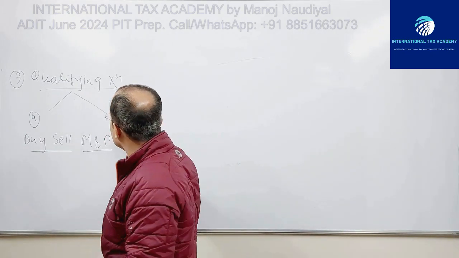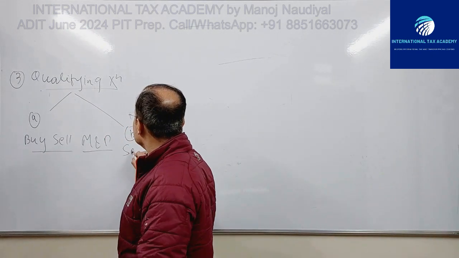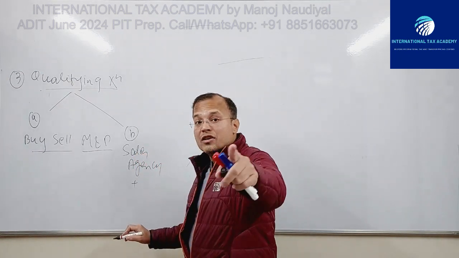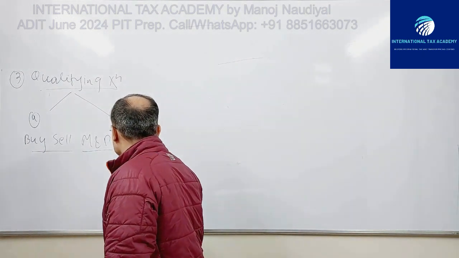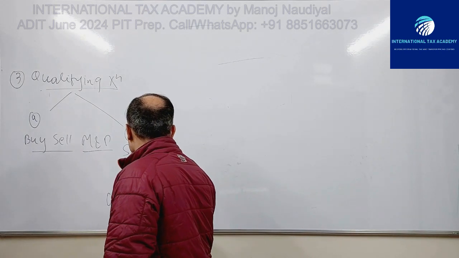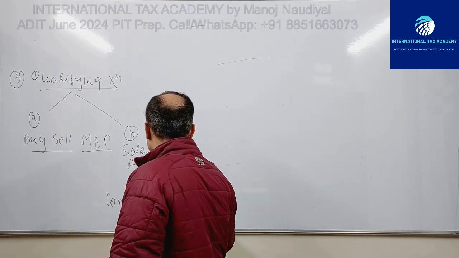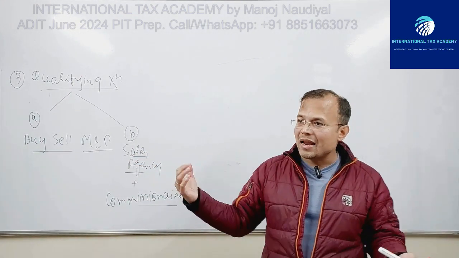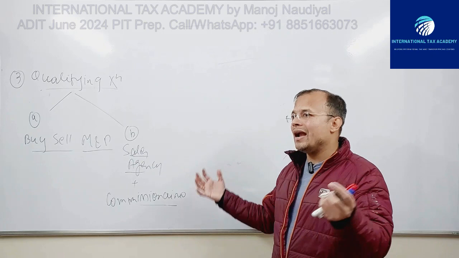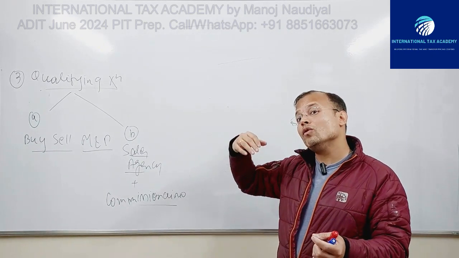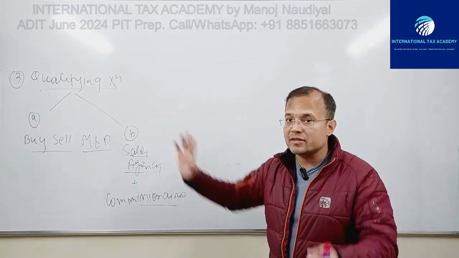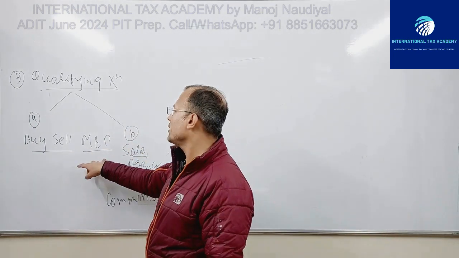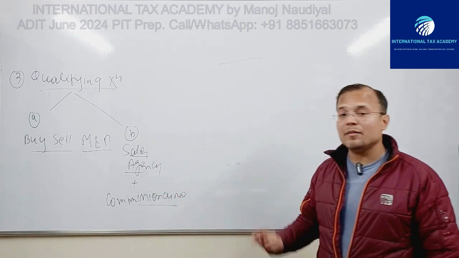And the second category is sales agency and commissioner transactions, wherein a sales agent or a commissioner can assist another associated entity for the distribution to unrelated parties. Right? So these are the two categories of transactions which are in scope: buy sell marketing and distribution transactions, as well as sales agency and commissioner transactions.